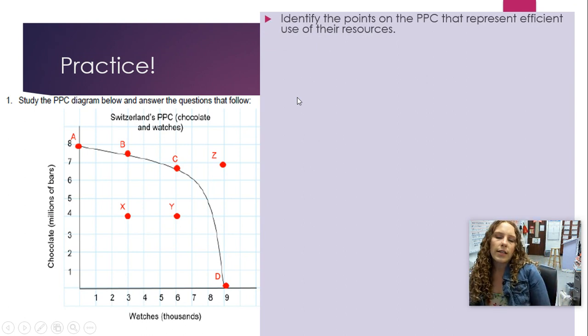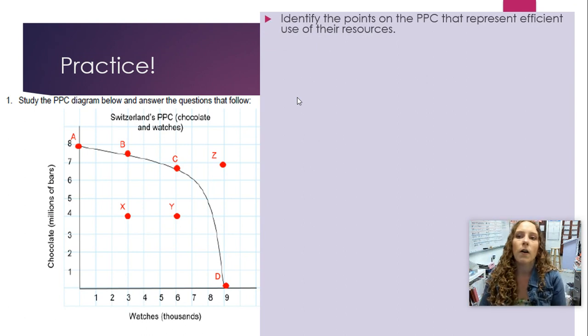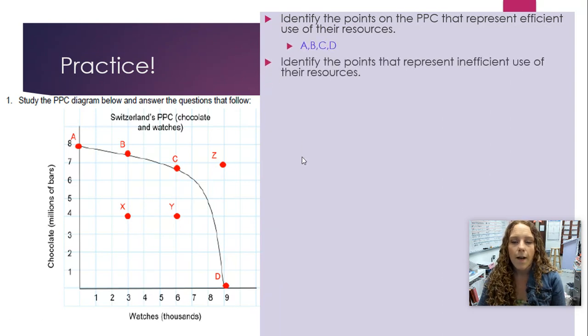Okay, so our first question is to identify the points on the PPC that represent efficient use of their resources. That would be anything along the curve itself, so A, B, C, or D. Any of those would be efficient use of their resources. The points that represent inefficient use of their resources would be X and Y, because they could produce in those points, but they wouldn't be efficient. They're not utilizing all of their resources as best they can there. So that'd be X and Y.